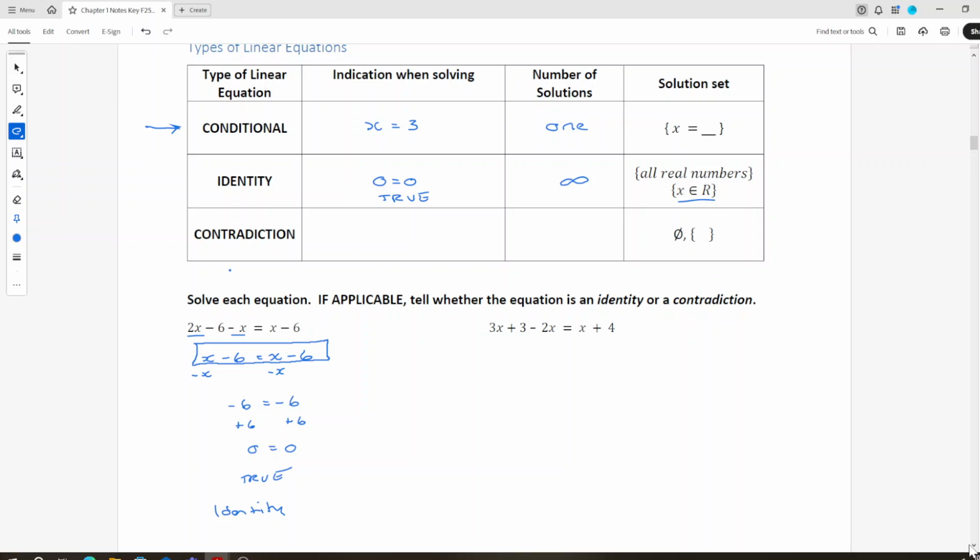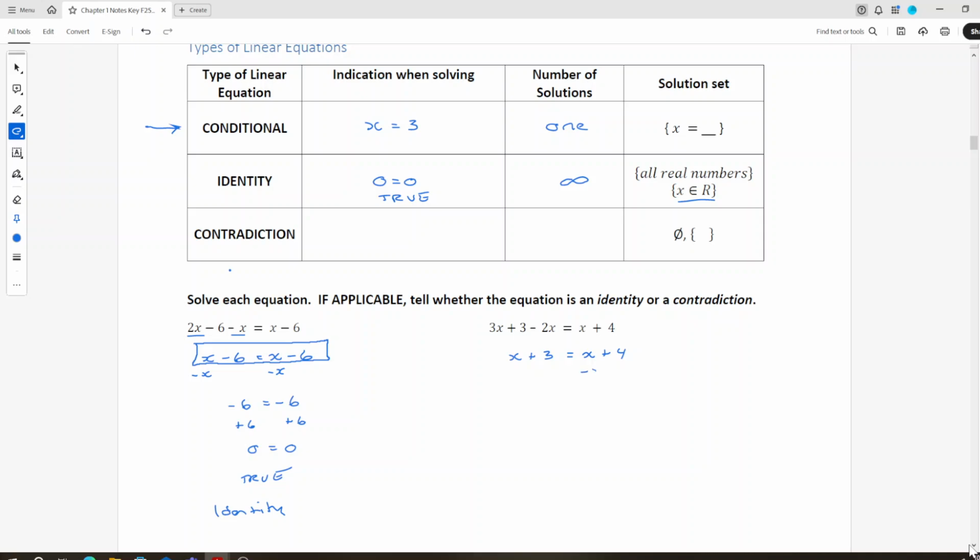What about this one? So first step, let's simplify. I've got 3x minus 2x is x. Now for this one, I'm left with x plus 3 is equal to x plus 4. This isn't feeling like an identity, right? Whatever I take to x on this side, I'm going to add 3. Whatever I put in for x on this side, I'm going to add 4. This is never going to work.